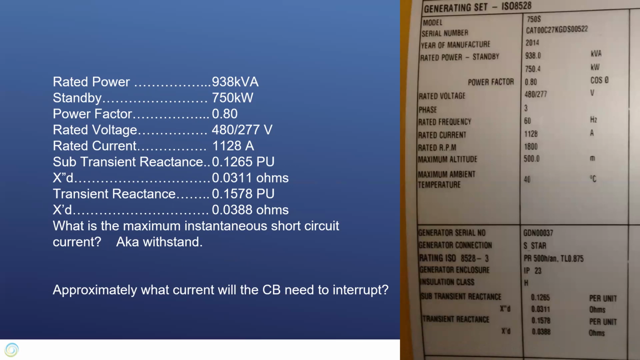You're probably asking yourself, which X double prime D value do I use? They actually use the per unit. So it's 1128 amps we got off the rated current, 1128, divided by the per unit X subtransient reactance. Gets you 8917 amps. So a little less than 9,000 amps short circuit, peak short circuit value this can contribute. So that's the peak, the top mount value. That's the withstand current for the ATS and for the switchgear.